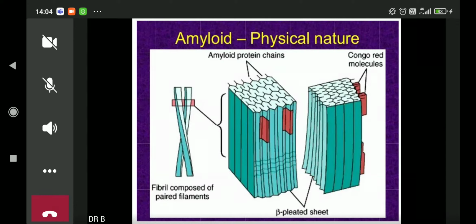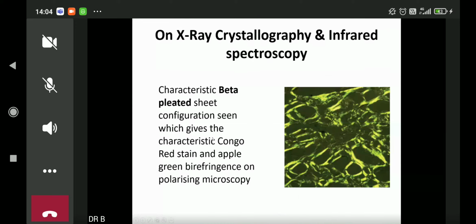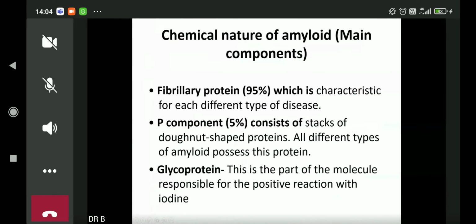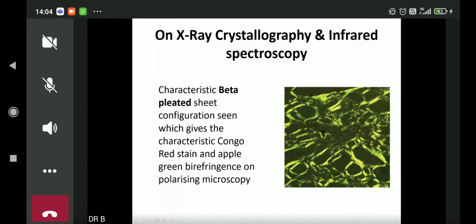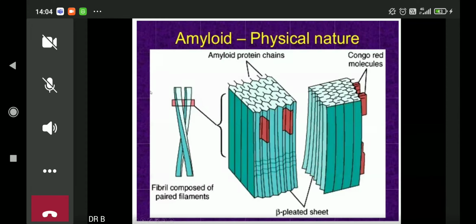Now, this is the basic structure of an amyloid protein. It is composed of beta pleated sheets. So these are those fibrils. When they get stacked up, they form beta pleated sheet configuration, and these terminals are free for Congo red molecules to bind and give a red colored appearance. So this is what we had discussed, that Congo red is a stain which can help you in identifying amyloid.